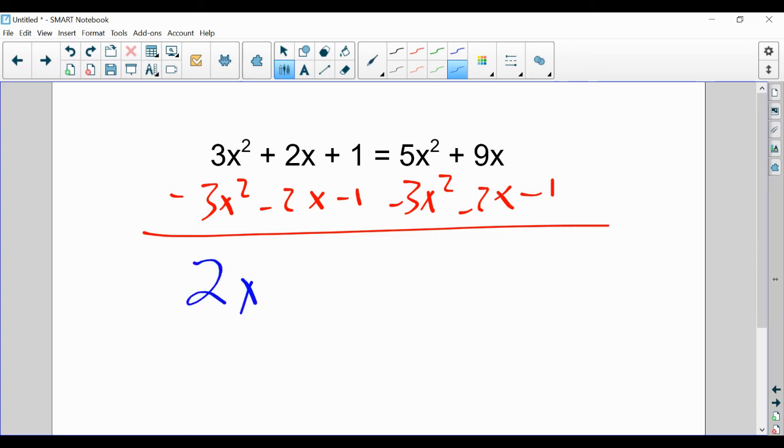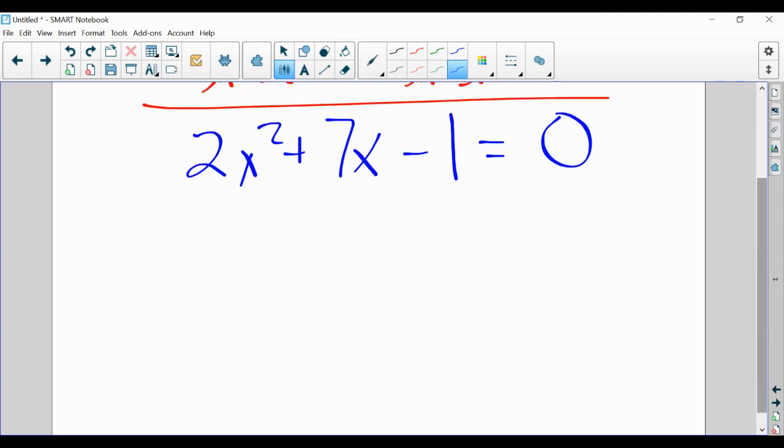All right, so I get 2x squared plus 7x minus 1 is equal to 0. This certainly doesn't factor. 2 and 1, 2 times 1 is 2. There's no way I can come up with something that multiplies to be 2 and adds to be 7. So that's out. I don't want to complete the square, because I'm going to have a 7 halves in the middle and then a 49 fourths. I don't want to do that. So we're back to solving by using the quadratic formula.